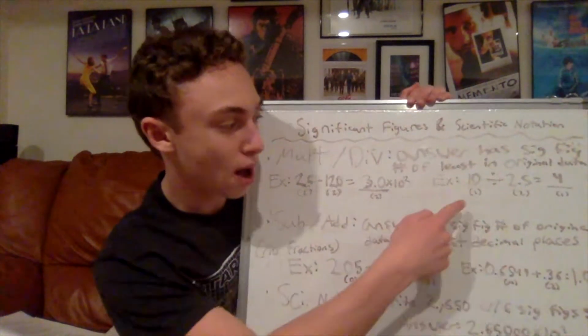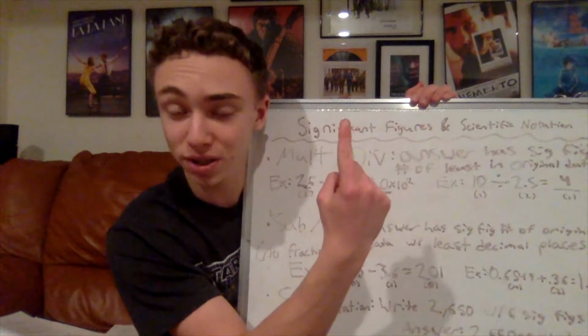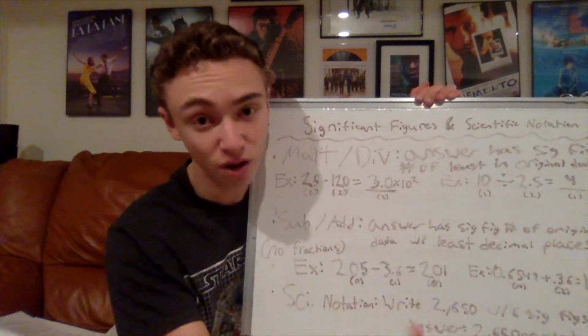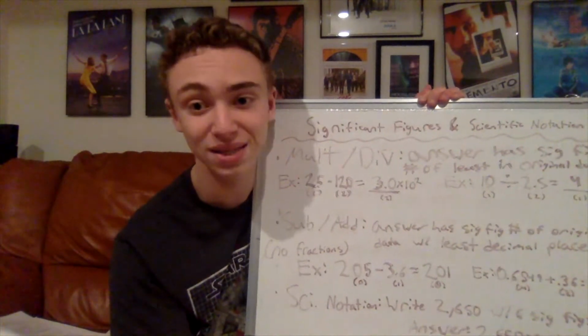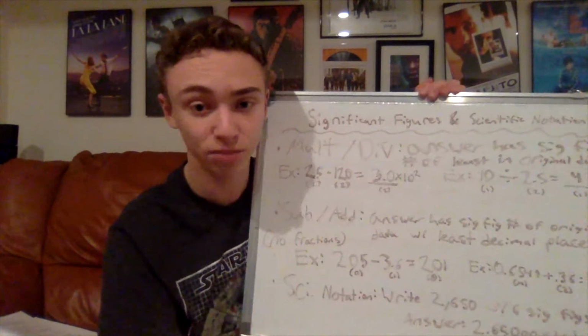Then we have a division problem. 10 divided by 2.5. So 10 has one significant figure, the 1. 2.5 has 2. So the answer is going to have one significant figure. Luckily, it works out cleanly. There's no rounding necessary. And 2.5 goes into 10 4 times, so that's your answer.